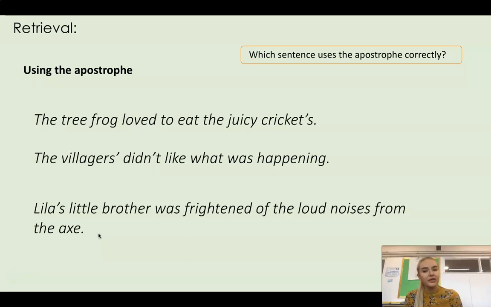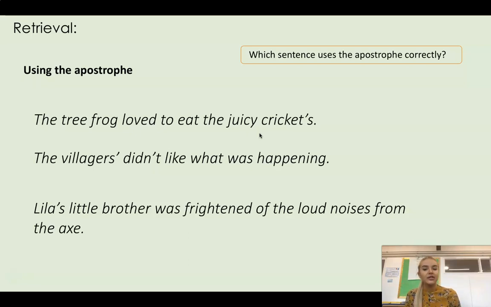Okay, so if we have a look at the first example, the tree frog loved to eat the juicy crickets'. Now, crickets has the apostrophe. Is this a singular apostrophe for possession or plural? That's right, it's a singular apostrophe for possession. It's only suggesting that there is one cricket. That's brilliant, but what exactly does the cricket have possession over? Nothing. So does cricket need an apostrophe? No, it doesn't. Let's look at number 2 then. So that one was incorrect.